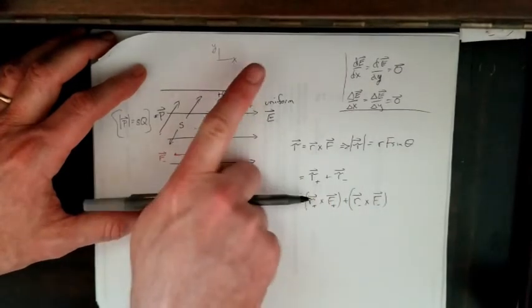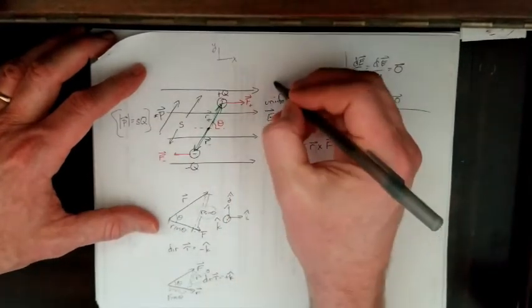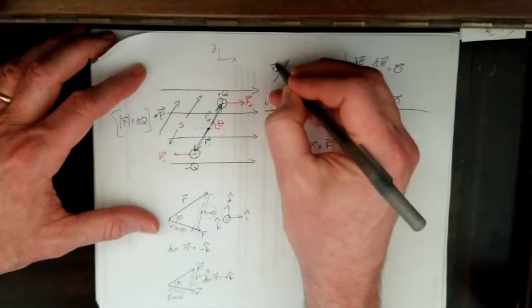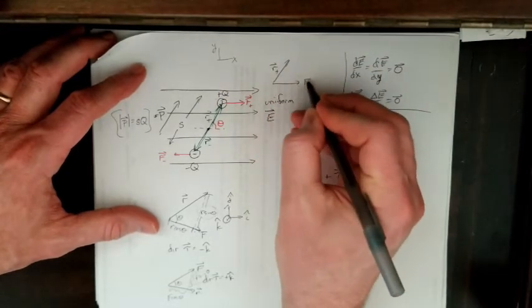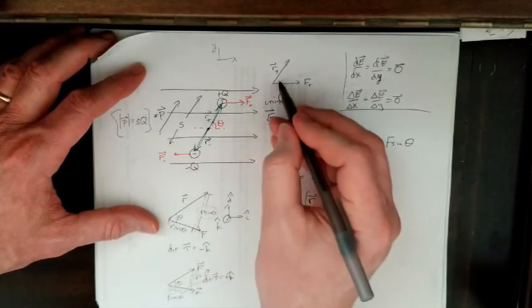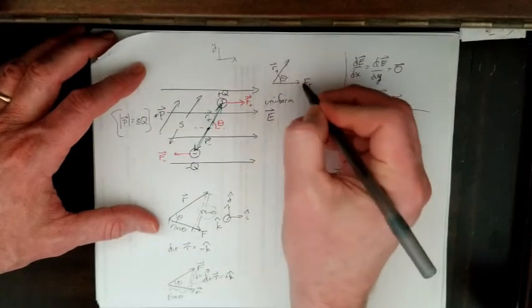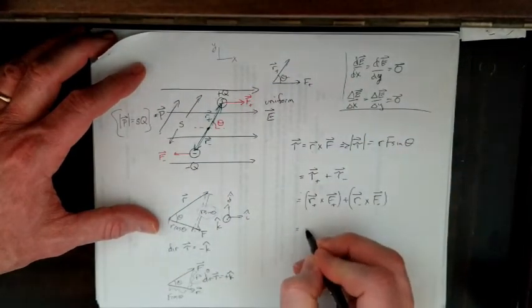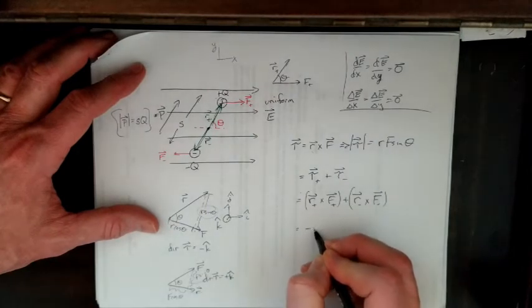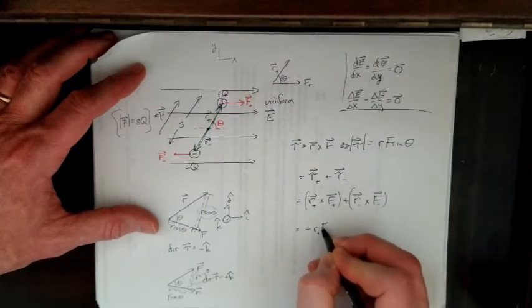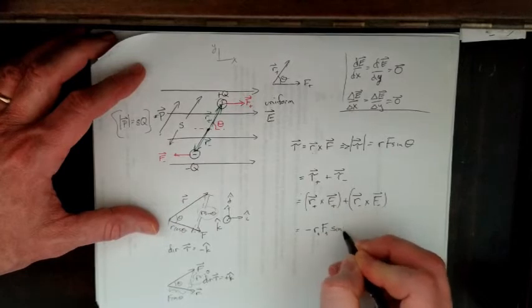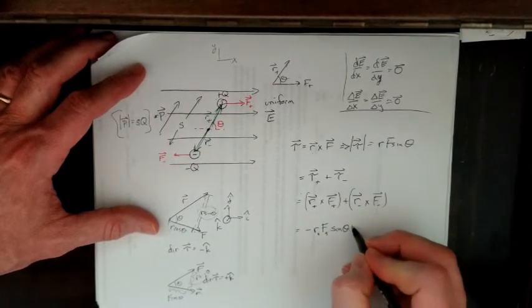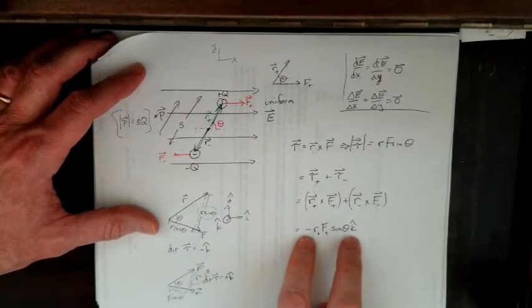R cross f here. So I have r going up in that direction right there. So there's my r positive. My f is to the right. So the angle between them is indeed theta. R cross f would be in the negative k direction. So this is equal to negative r positive times the force on the positive charge times the sine of theta in the negative k direction. So it's r f sine theta in the negative k direction.